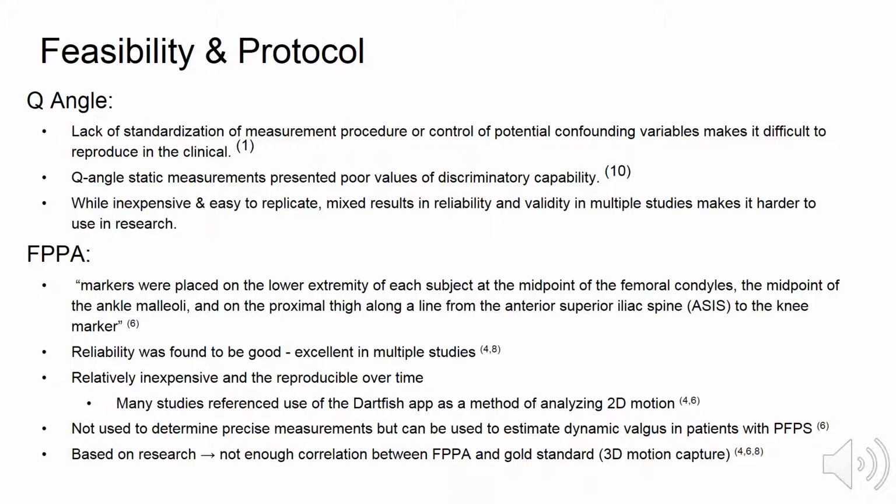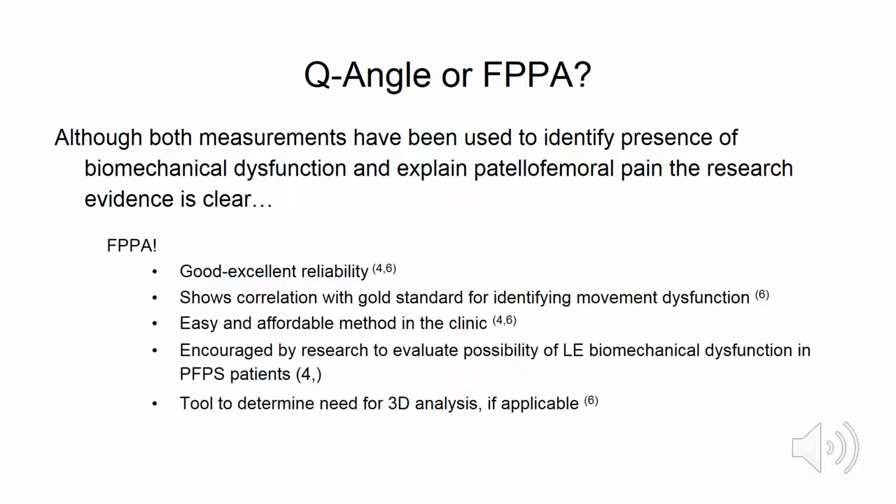And finally, although both measurements have been used to identify the presence of biomechanical dysfunction and to explain patellofemoral pain, the research evidence is clear. Frontal plane projection angle has good to excellent reliability. It shows correlation with the gold standard. It's easy and affordable in the clinic, and it's been encouraged to be used to determine lower extremity biomechanical dysfunction. And although it isn't completely valid in terms of the 3D motion system, it has been supported as a clinical method to determining dynamic valgus in patients with patellofemoral pain syndrome.